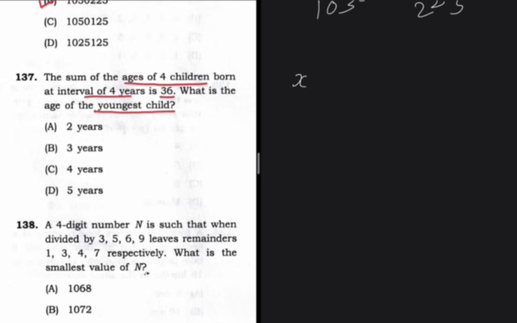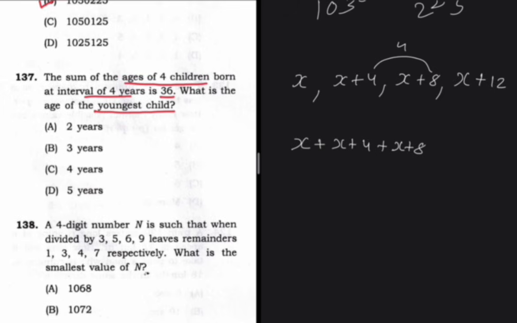Okay, so the interval is 4 years among the 4 children. So the second child will be x plus 4. Okay, and the next child is x plus 8 because it is 4 years. 8 minus 4 is 4, and the next child is x plus 12. And the sum of the ages of the 4 children means x plus x plus 4 plus x plus 8 plus x plus 12 is equal to 36.